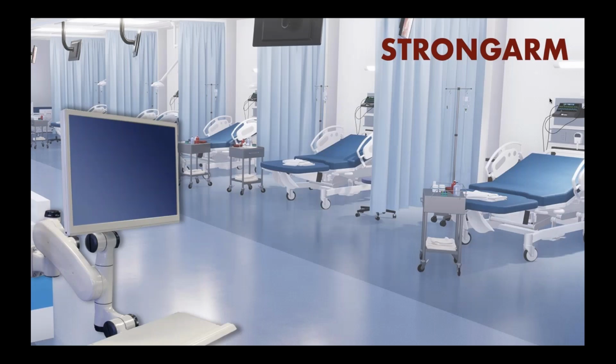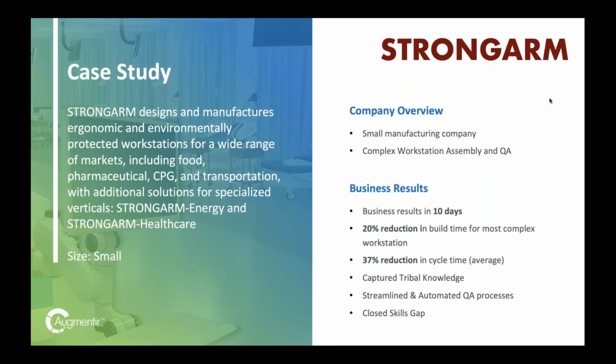And the next example is a company called StrongArm. StrongArm is a small manufacturing company that makes industrial workstations. You see here on the left, used in hospitals or fast food or industrial settings, factories. Think of a computer workstation mounted to an arm that's ruggedized and industrial. Quality is critical to their assembly processes, so quality and audit checks are absolutely critical. These go into a lot of medical facilities. And so, again, they're a small manufacturing company.